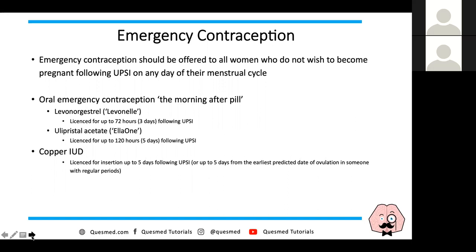The copper IUD is licensed for up to 5 days following unprotected sex, and it functions to prevent fertilization and to prevent implantation. For this reason, it can also be used up to 5 days from the earliest predicted date of ovulation in someone's regular periods. The way it works is that the copper is toxic to both sperm and egg, so it helps to prevent fertilization if the egg has already come out. It also creates a hostile endometrium, so even if the egg has been fertilized, it cannot implant into the endometrium and become a pregnancy. And the copper coil has the added benefit that it can provide ongoing contraception.